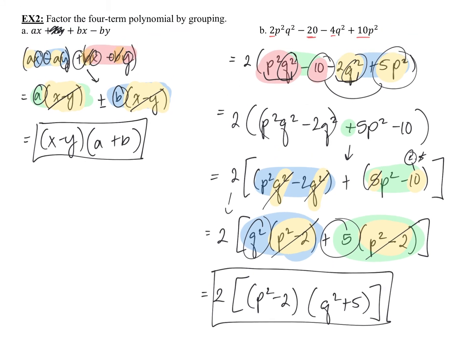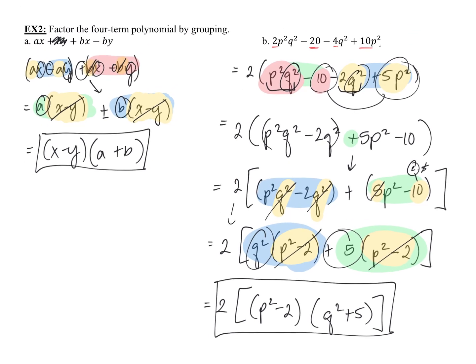Alrighty, that is it for this section. Once again, if you see 4 terms, group them for factoring, and then always make sure to factor out a common factor first so that your problem is simpler.